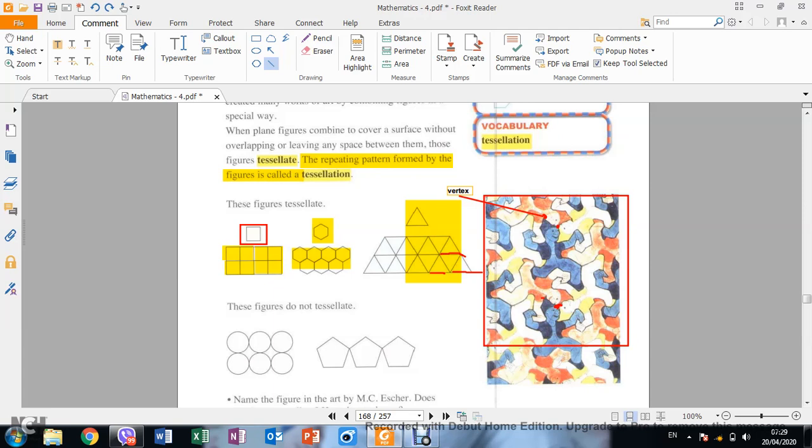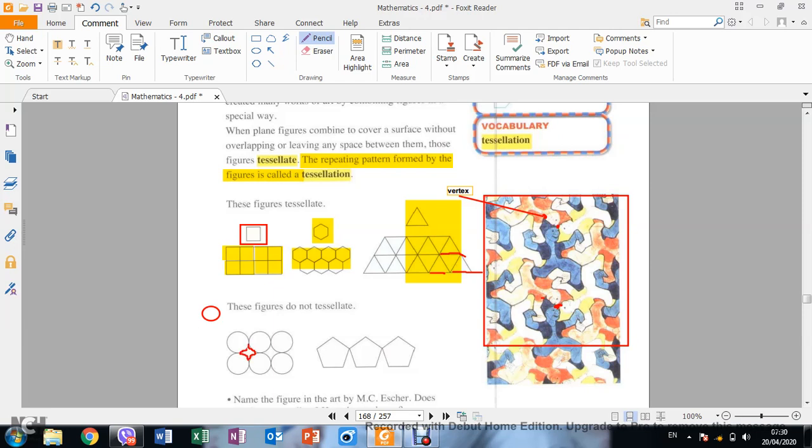Look at this circle. When we have a circle, okay? This circle we can't tessellate. Why? Because when we fit them together, when we put them down together, there is space. Look at this one. This is space between them. Look, the circle has space. They can't directly connect to each other.